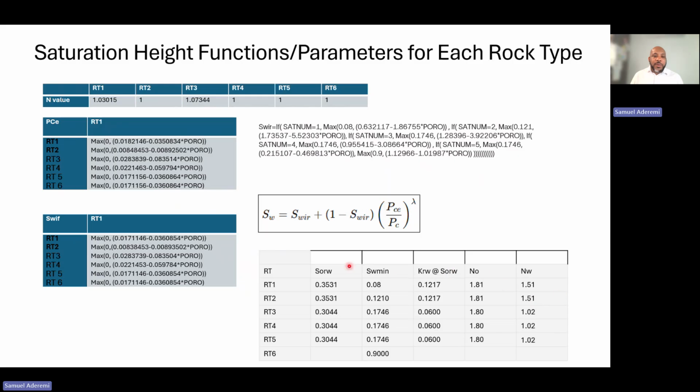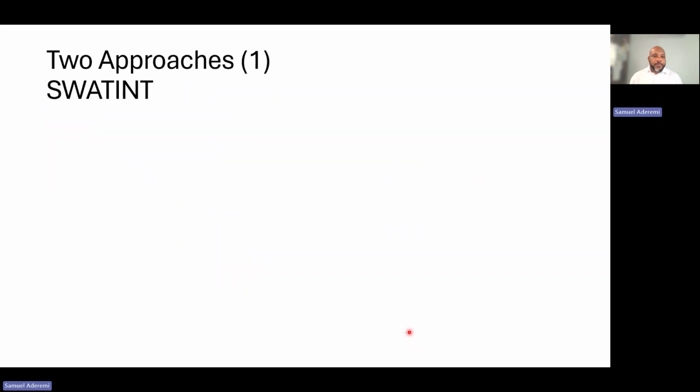Another set of data that I would like to highlight is, in most cases, you also may have access to the core data with the endpoints. This is definitely not uncommon to have this kind of data in our model. And most of these endpoints are really helpful when you are generating the relative permeability for the model.